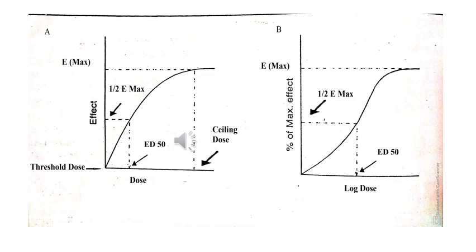There are also some terms that are explained here. We will discuss them. Let us have a look at figure B. When we convert this dose into log dose and convert the effect into percentage, the plot that is obtained is a sigmoidal curve, as you are seeing in figure B. It is basically the same graph as A, but we have changed the dose into the log dose, a logarithmic scale, and the effect is changed into percentage.